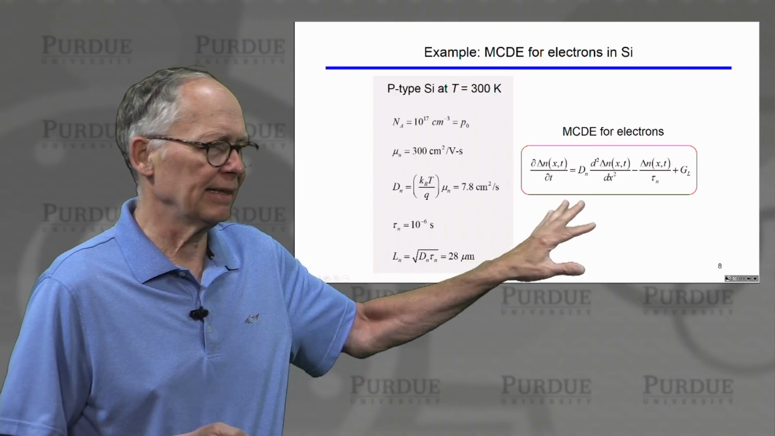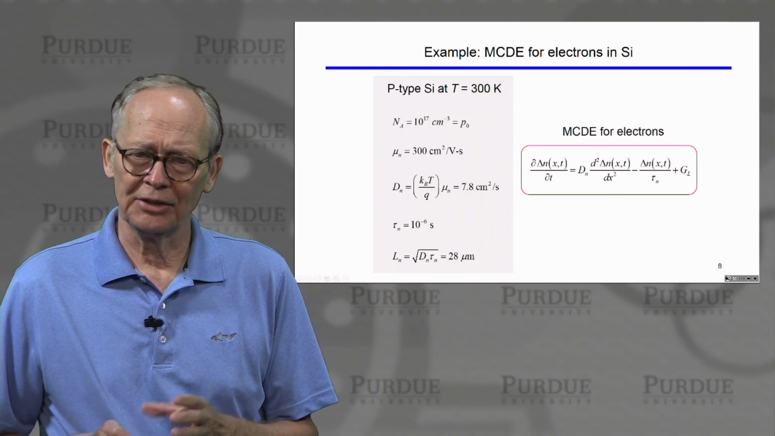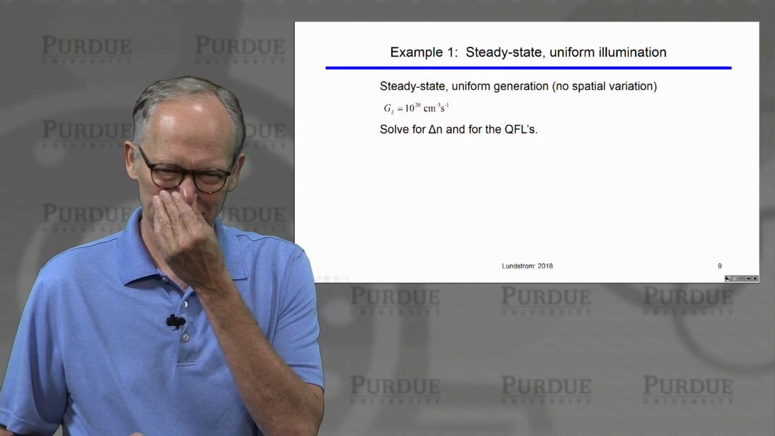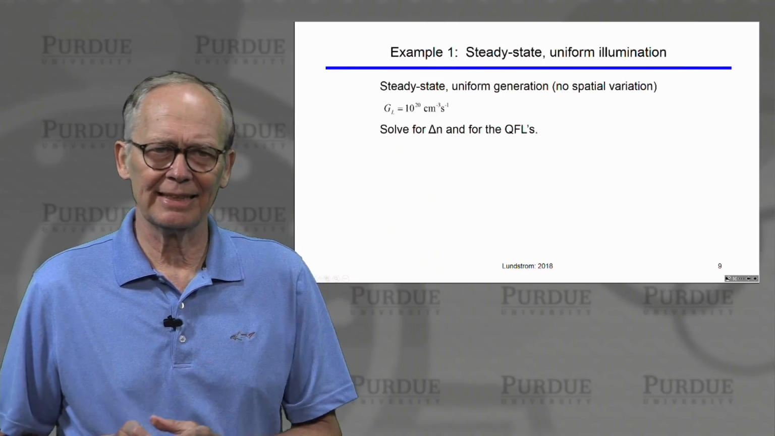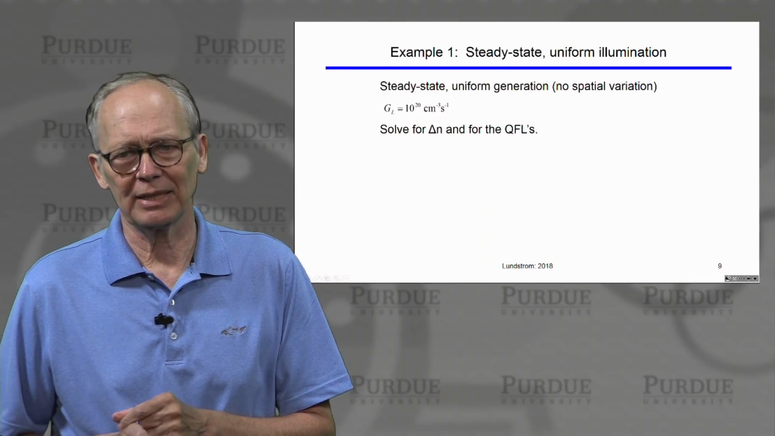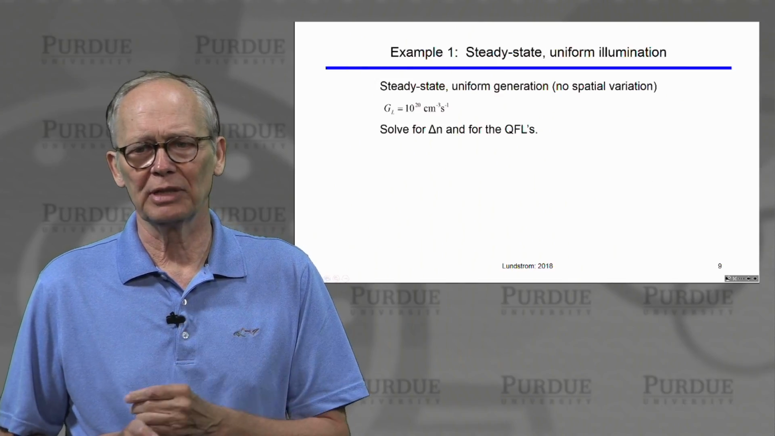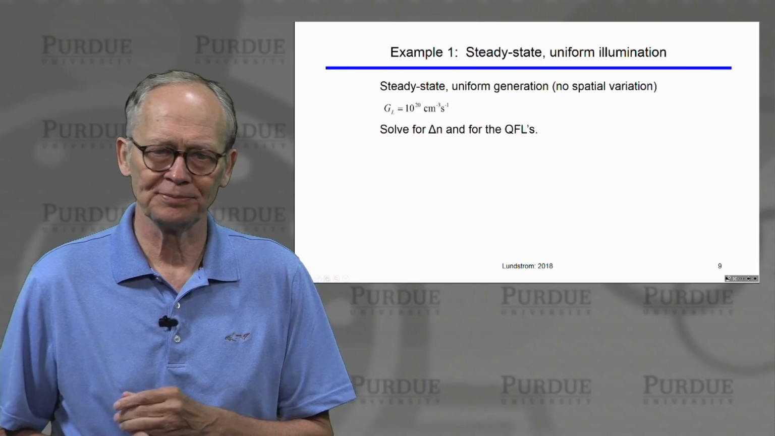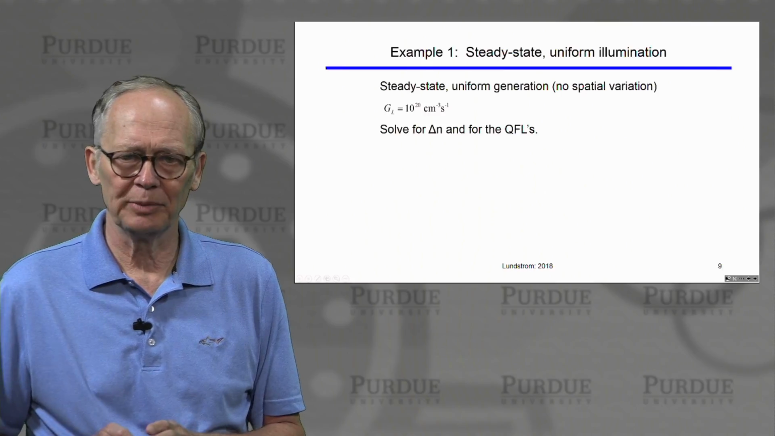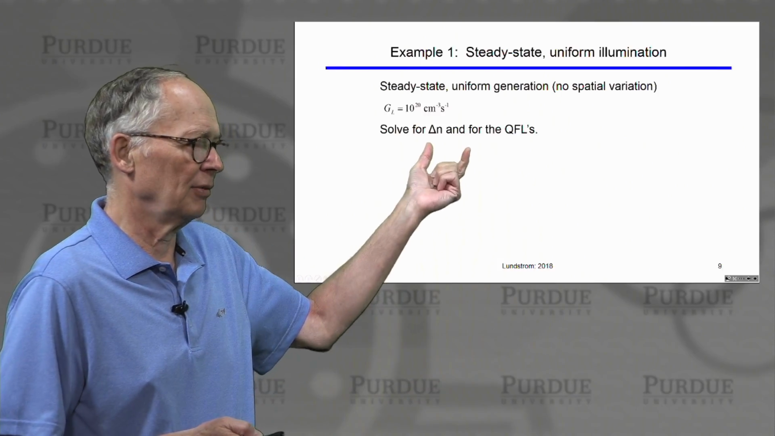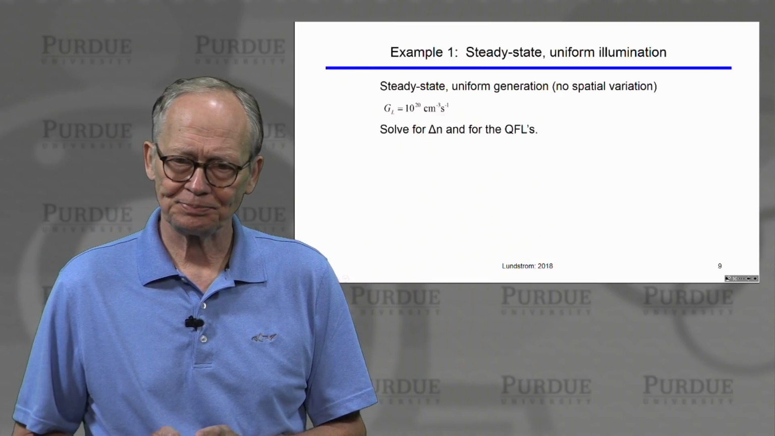Okay, so now we're going to go ahead and solve this problem with these numerical parameters under a number of different situations. So let's look at the first example. First example is very simple. We'll assume that it's steady state. We're shining light on this P-type semiconductor. We've been doing it for a long time. It's a uniform problem. It's a uniform generation of carriers. There is no spatial variation. The optical generation rate will be 10^20 carriers per cubic centimeter per second. And we'd like to solve for the minority electron concentration and for the quasi-Fermi levels in this problem.